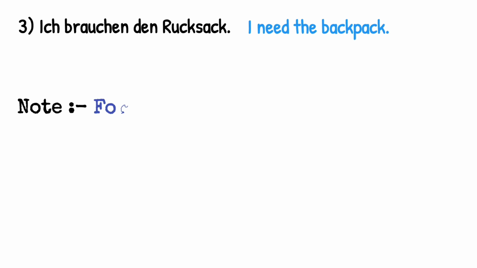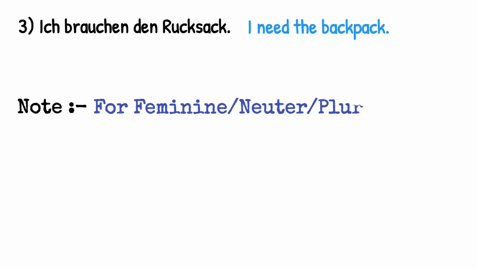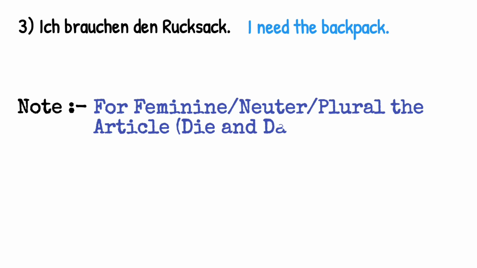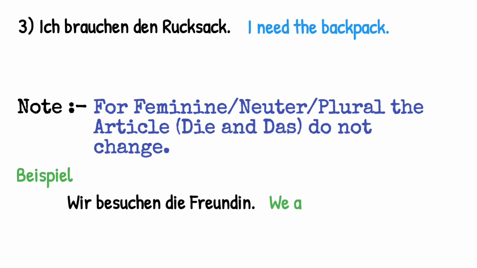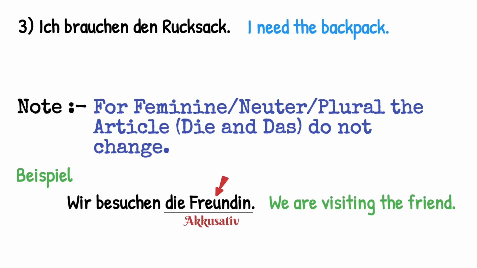Remember one thing. For feminine, neuter, and plural, the article does not change. Let's see a feminine example. Wir besuchen die Freundin. We are visiting the friend. In this sentence, friend is the direct object which is receiving the action. And it is a feminine noun.